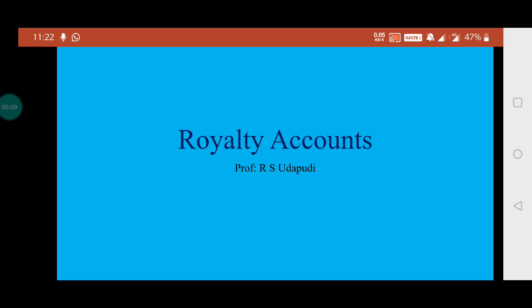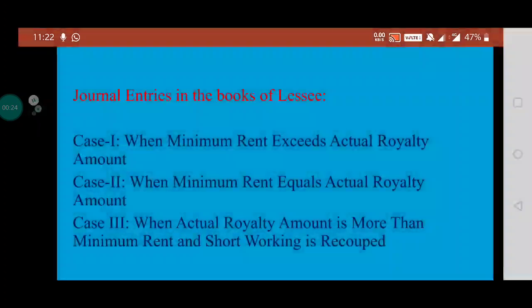In my previous video, I explained about royalty accounts, meaning of royalty, types of royalty, parties in the royalty accounts, and some of the important terms used in royalty account. In today's video, I am explaining the journal entries in the books of lessee, that is in the books of tenant, patentor or publisher. This person uses the asset of creator or owner in lieu of his benefit.